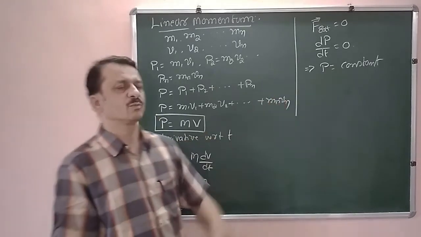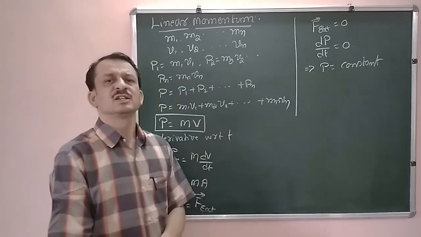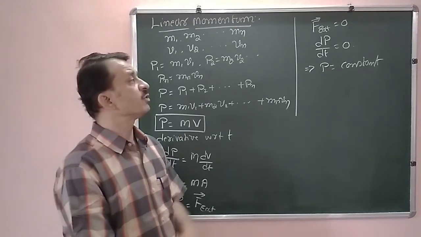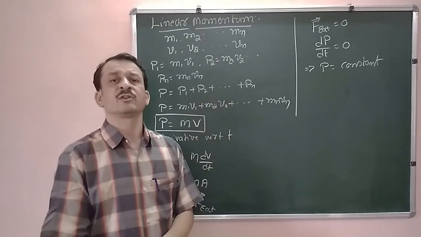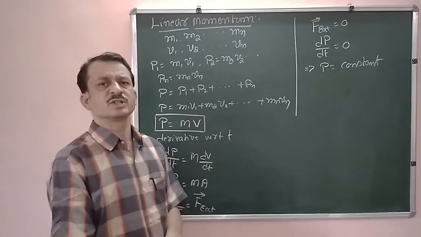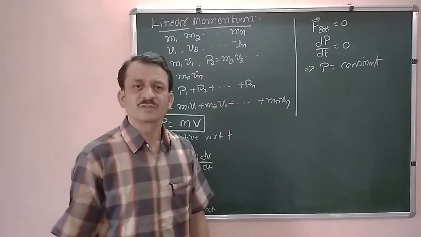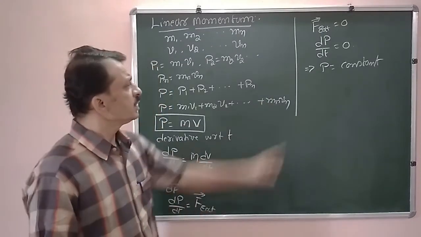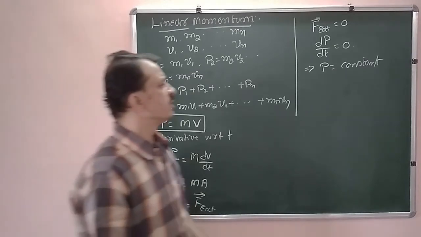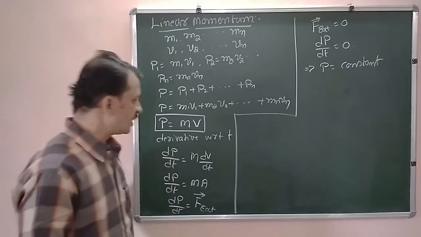Now that leads to the law of conservation of momentum. The law of conservation of momentum says that in a system of particles, the total momentum of the system is conserved if the external forces acting on it are conservative forces or no external force is present. So that is the conservation of momentum. In order to study this conservation of momentum for a system of particles, we will consider two examples.